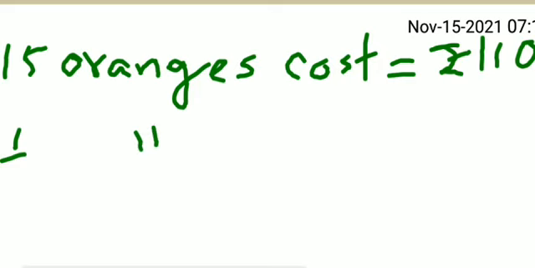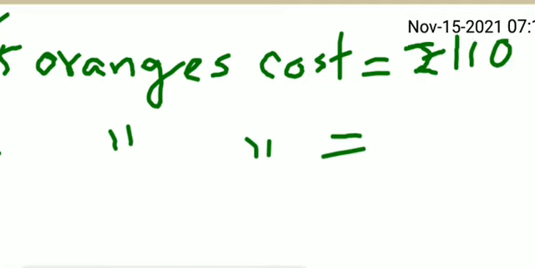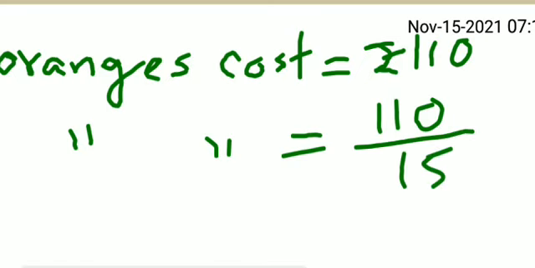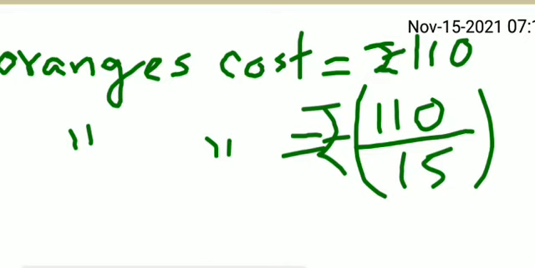So 1 orange cost will be, that means 15 is the bigger number, 1 is the smaller number. So when the quantity is small, the amount will also be small. That means less orange, less cost. That means it will be divide 110 by 15. Right here rupees. Clear? So the cost of 1 orange is this one.